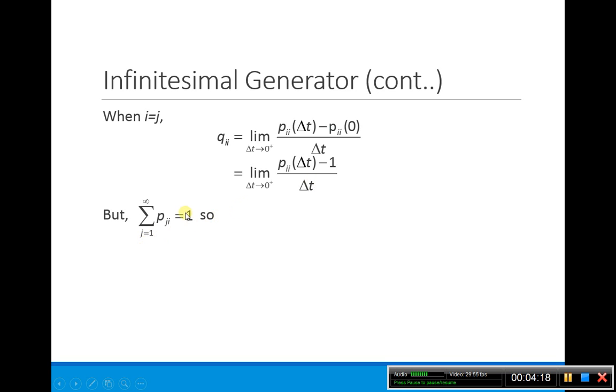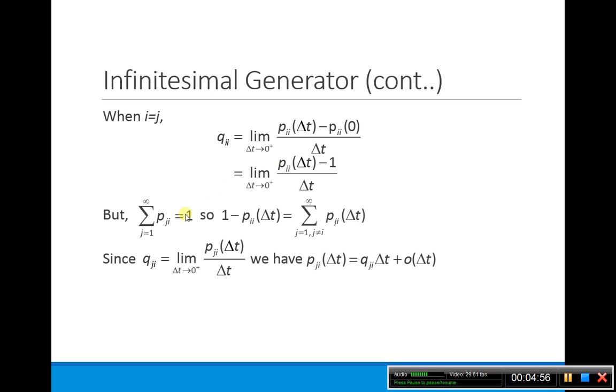But we know that if we sum up P going from i to j for all of our states, it has to equal 1. So we can simply write 1 minus Pii of delta t, so think about the negative of this thing, is just the sum of all of our entries, j not equal to i. So we basically take our ith entry and we move it to this side, and we keep all the rest over here. So what we have now is basically the minus of that thing.